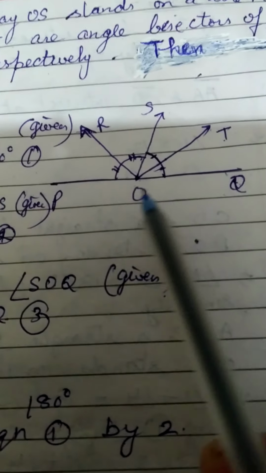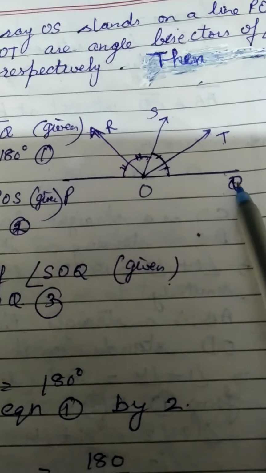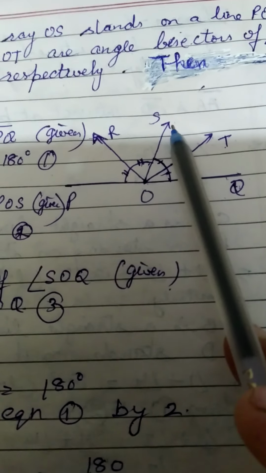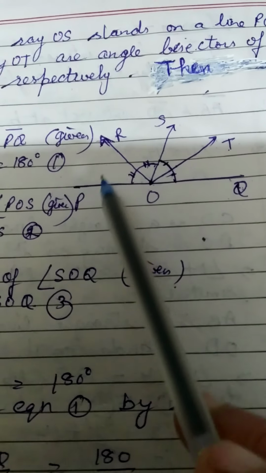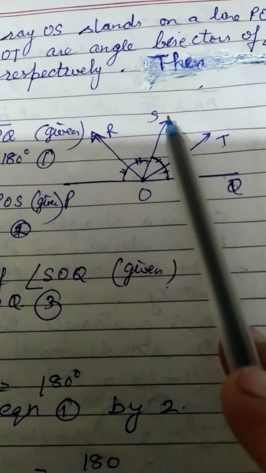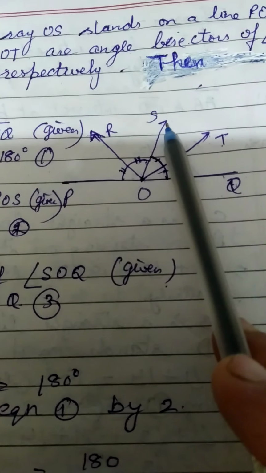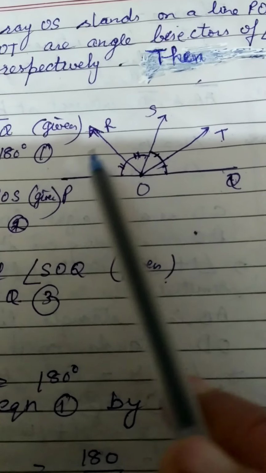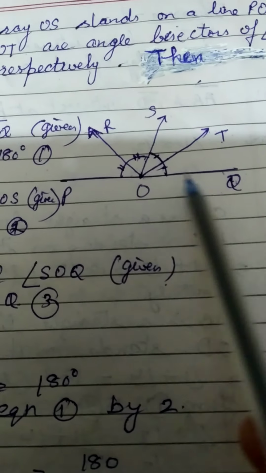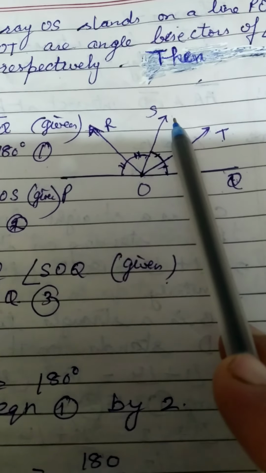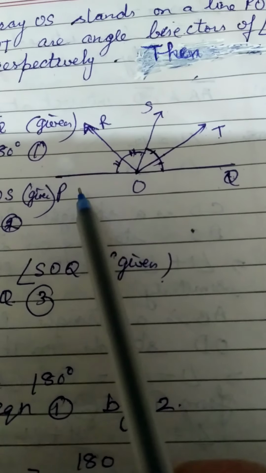Now see in this question, POQ is a straight line. OS is standing on this line. Then angle POS and angle QOS are forming a linear pair. Angle POS plus angle QOS is equal to 180 degrees because these are forming a linear pair.